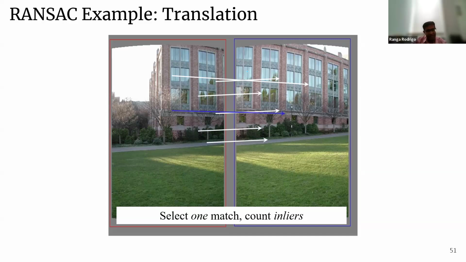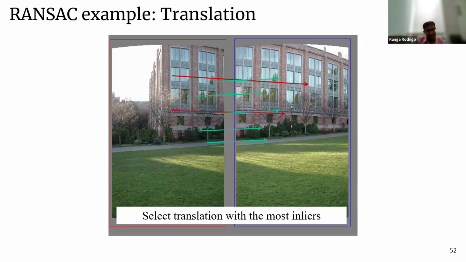If we selected this as a putative match, only two will agree. All others will disagree. Okay, so select the translation with the most inliers. The most inliers are these green ones, and then you compute an average translation with them. So this is the RANSAC loop.